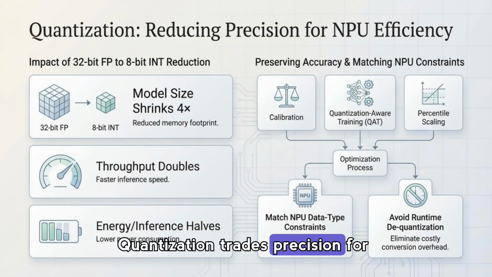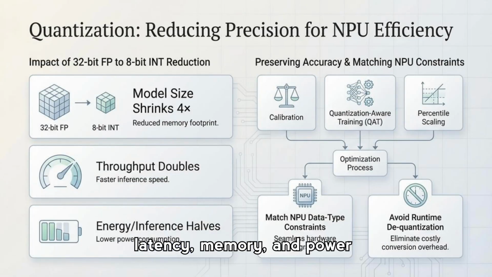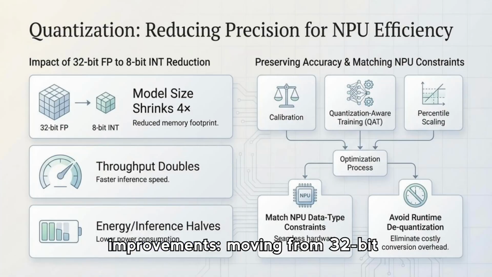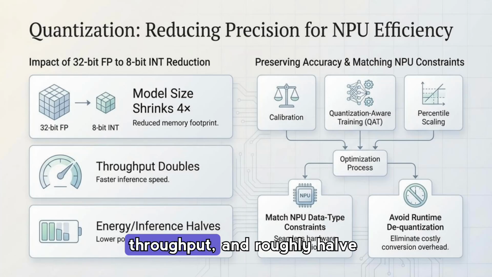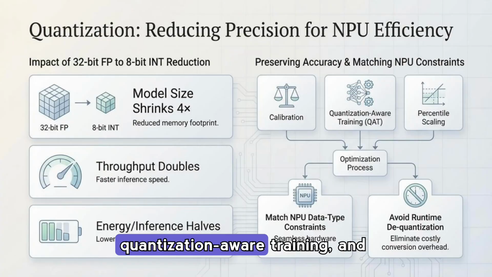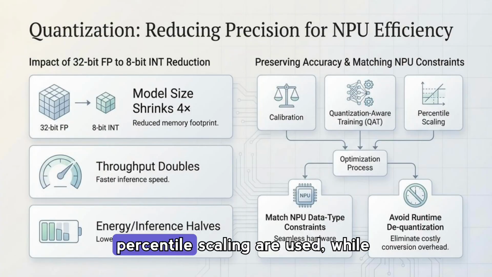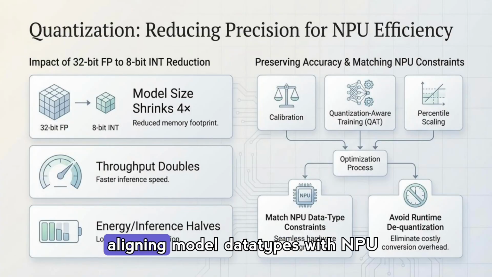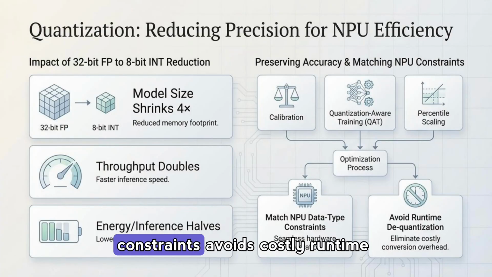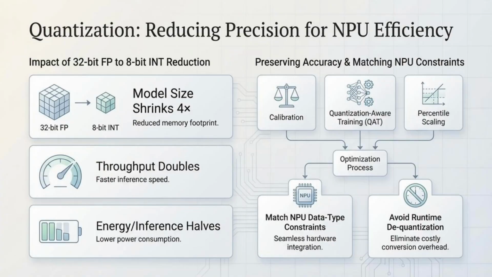Quantization trades precision for latency, memory, and power improvements. Moving from 32-bit float to 8-bit integer can shrink model size about fourfold, double throughput, and roughly halve energy per inference. To keep accuracy, calibration, quantization-aware training, and percentile scaling are used, while aligning model data types with NPU constraints avoids costly runtime dequantization overhead during execution.